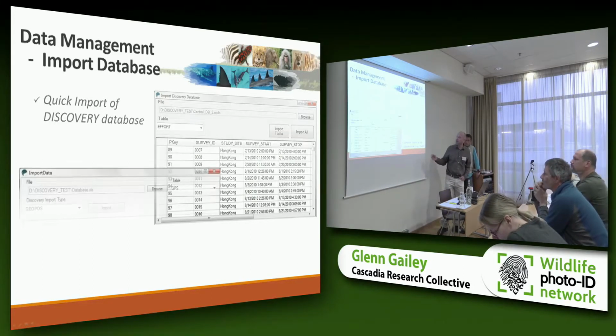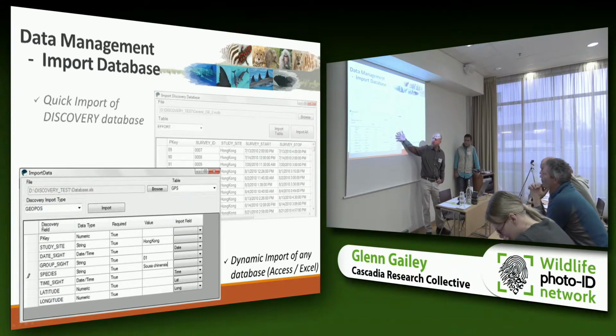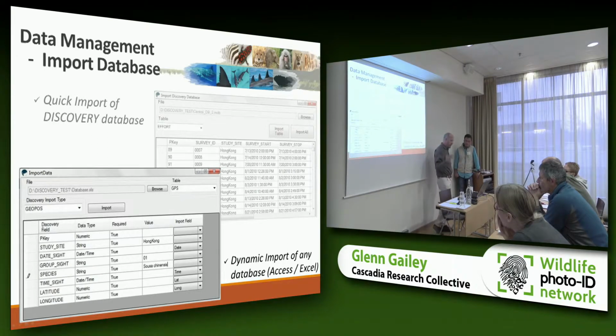Or if you have your data in a different format, in Excel or Access, you can also use this dynamic import, which says this is the different fields, and you can include just one value if the study area is always the same. You can just put Hong Kong or whatever, and then you pull in different columns from your different databases, and then import that into Discovery.